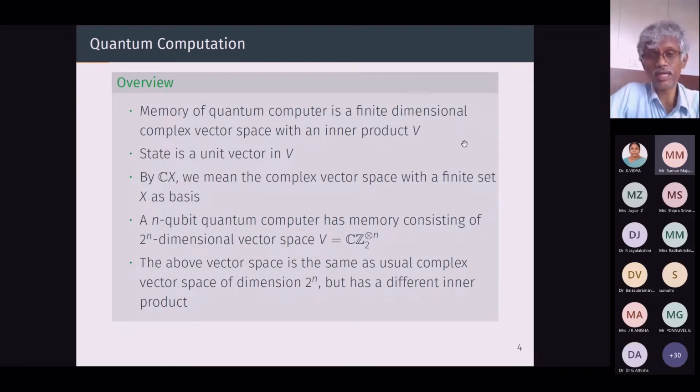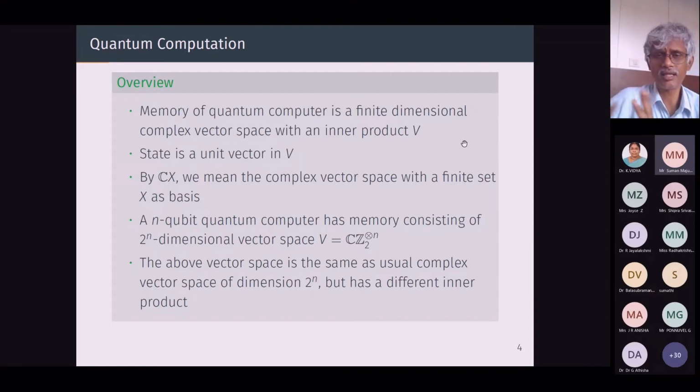OK, so an n qubit quantum computer will have a memory which will be the complex vector space V, spanned by 2 to the power n vectors. See that there is an exponential blow up in the sizes. So n qubits correspond to a 2 to the power n dimensional vector space. This vector space is the same as the usual vector space of dimension 2 power n. We'll see that that is the case, but it has a different inner product. We'll come to that again later.